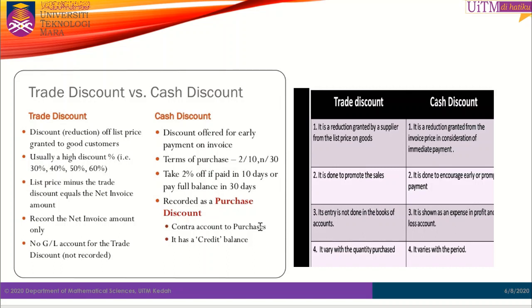So on the right hand side you have the trade discount and cash discount. So trade discount is a reduction granted by a supplier from the list price on goods. Meanwhile, a cash discount is a reduction granted from the invoice price in consideration of immediate payment. Okay, another piece of information regarding the trade discount: it is done to promote the sales. However, cash discount is done to encourage early or prompt payment. So those are some of the pieces of information comparing the trade discount and cash discount.